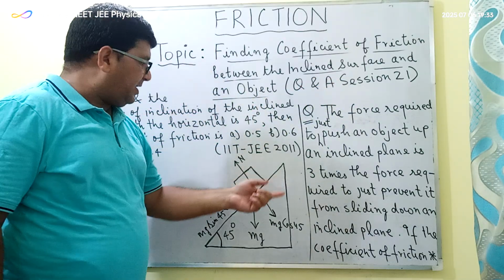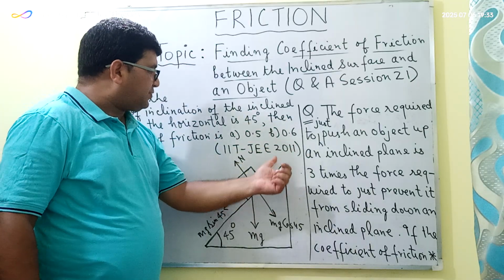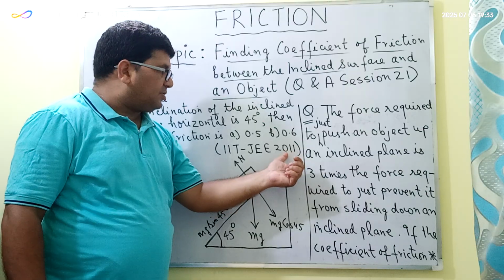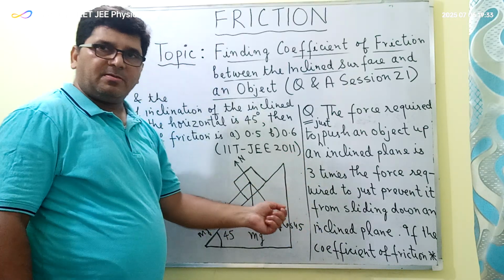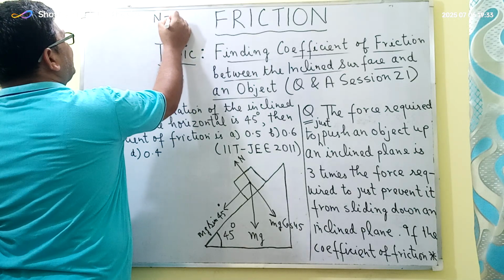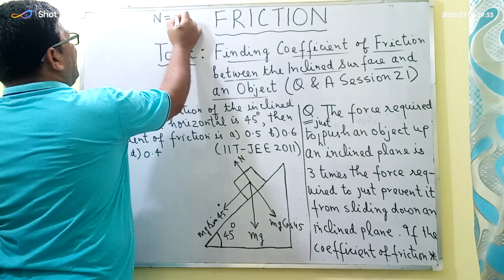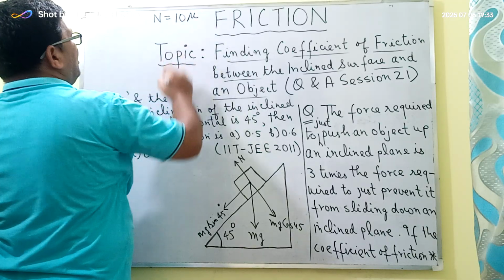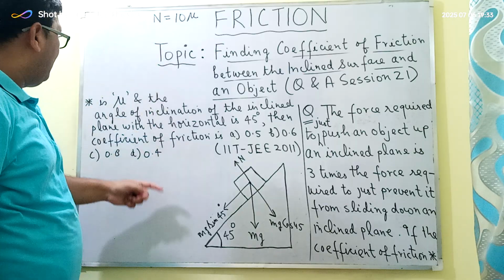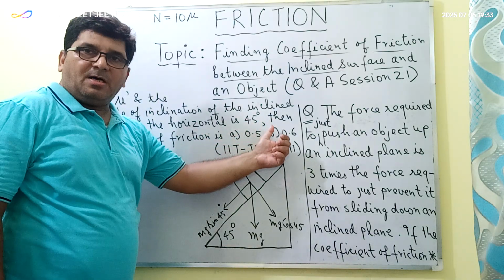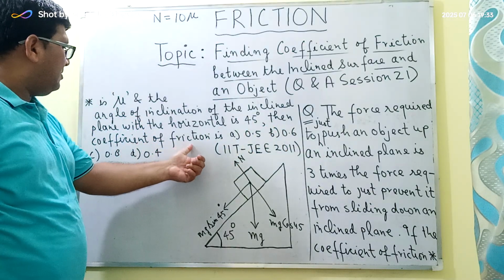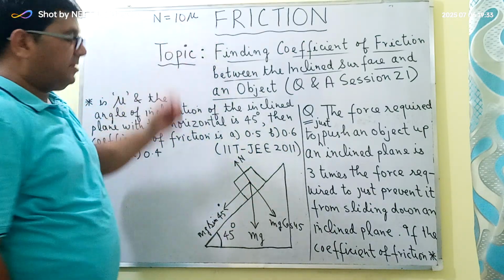Based on this topic, I have one question for this session, which was asked in the IIT-JEE examination in the year 2011. This question has been slightly modified by me. In the original question, we were supposed to find the value of a physical quantity given by n is equal to 10 into mu. In this question, I have simply modified it so that we only have to find the coefficient of friction, that is mu.